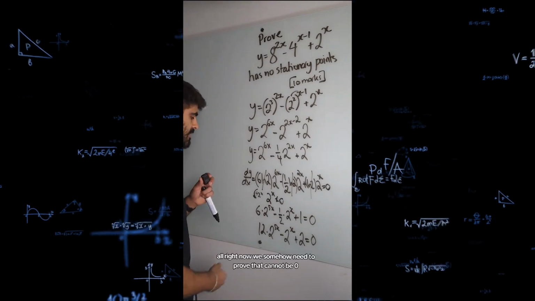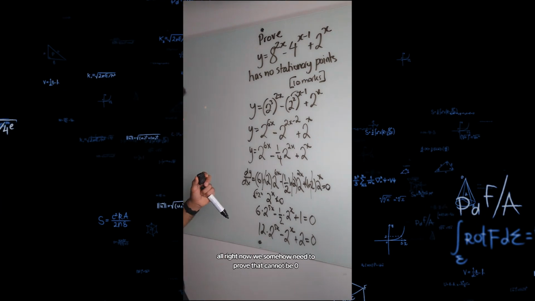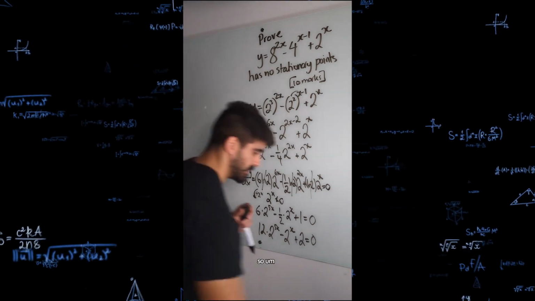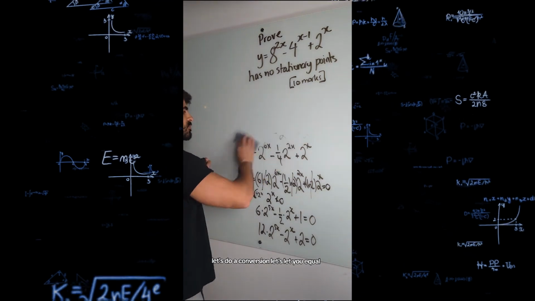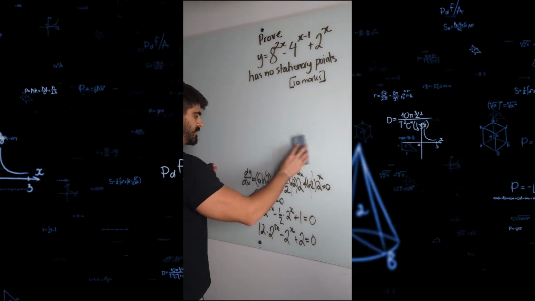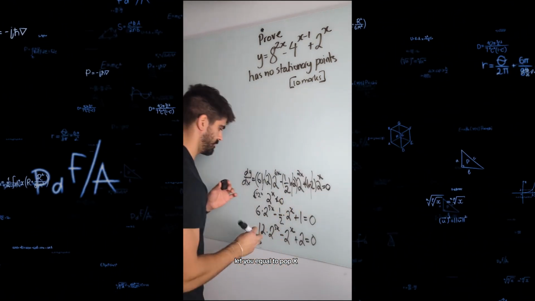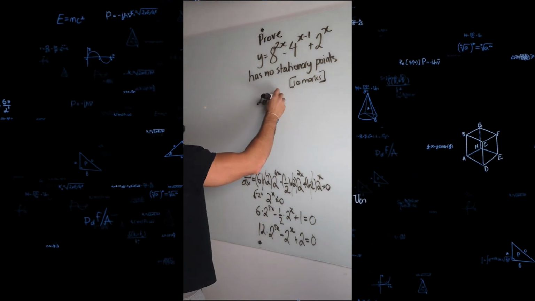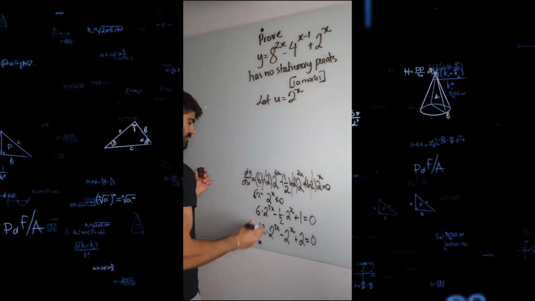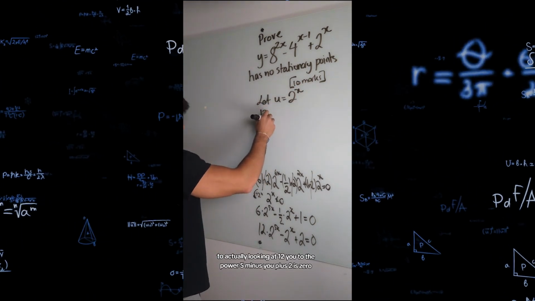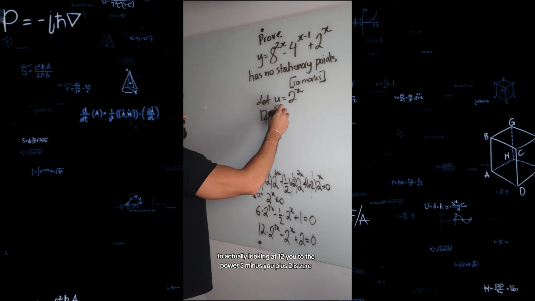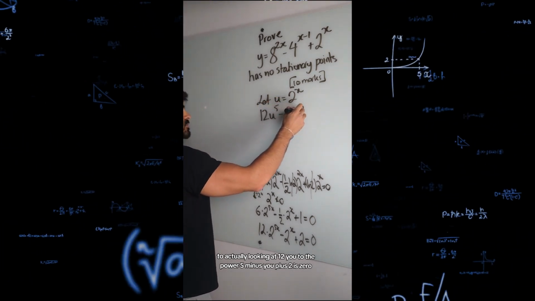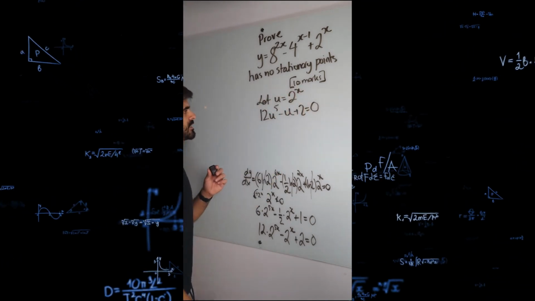All right, now we somehow need to prove that cannot be 0. So, let's do a conversion. Let's let u equal 2 to the power of x. So we're actually looking at u to the power of 5 minus u plus 2 is 0.